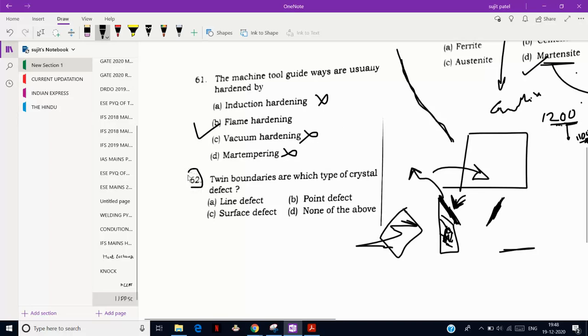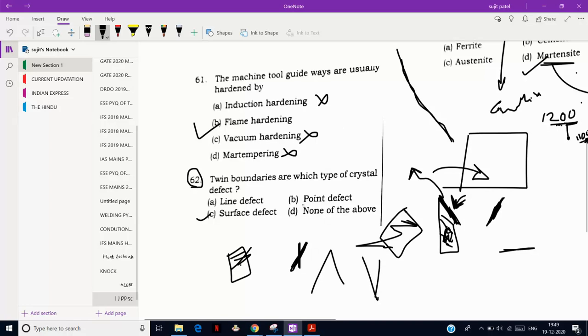Now question 62, twin boundaries are which type of crystal defect? That is a surface defect. Why twin boundaries? Because it is not linear, it is two surfaces which are twinned together at an angular displacement. Suppose this is the first surface and this is the second surface, so these two surfaces are merged at an angle, like this, or spread out, maybe like this.